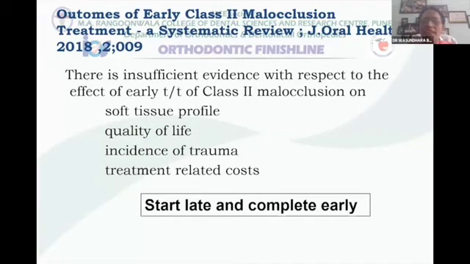And the bottom line is start late and complete early. So you start the treatment in the late mixed dentition, early permanent dentition, take the growth in hand so that you make the mandible grow, and then finish the case with a fixed appliance. So that will be a one-phase treatment. If you start the treatment in the early mixed dentition or a mixed dentition, then you may have to stop in between.